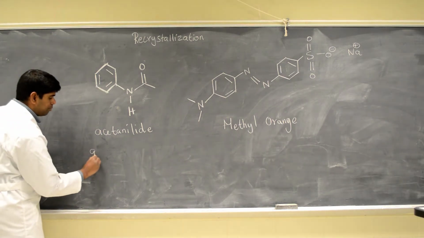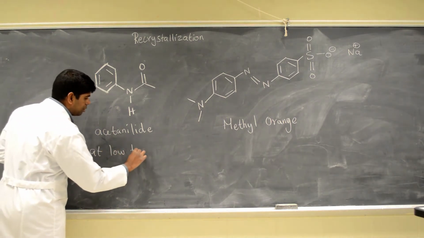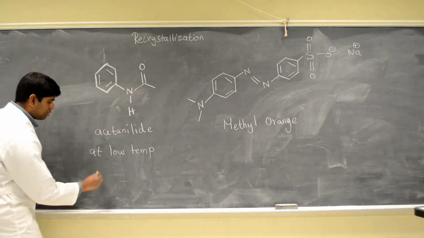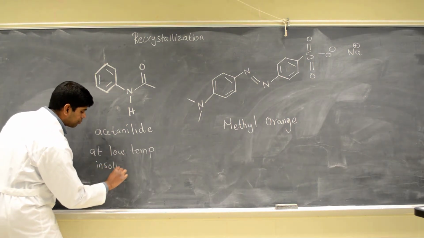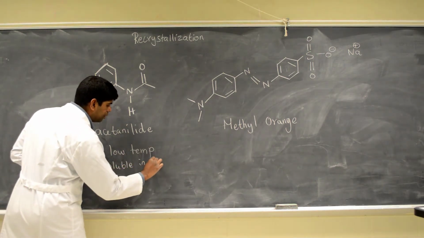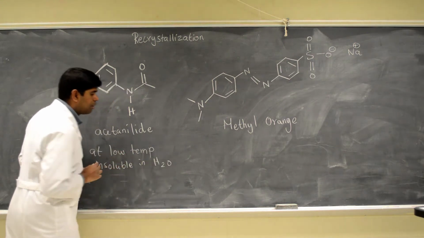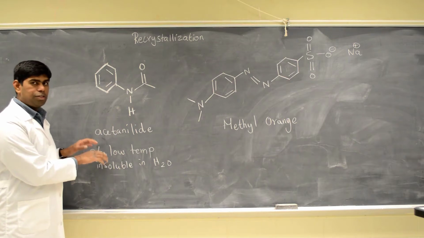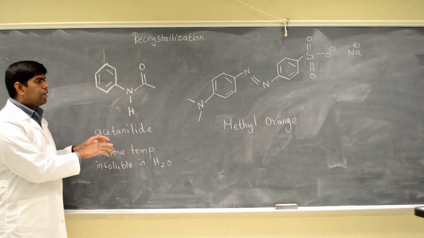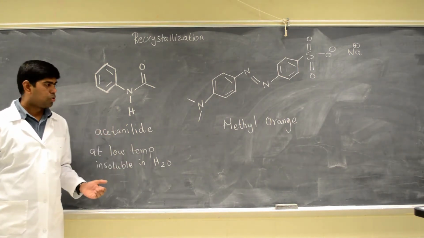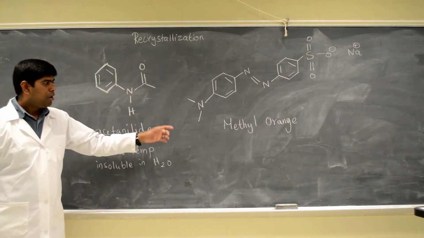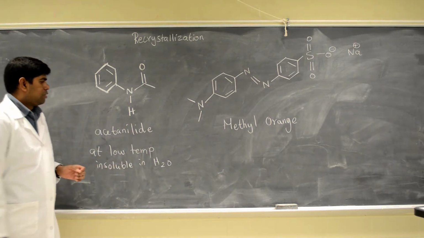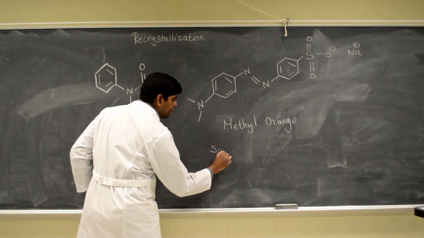At low temperature, acetanilide is not soluble in water. So let's say insoluble in water. So this is the key. We're going to use this physical property as our key factor to separate these two solids. On the other hand, methyl orange is soluble in water at all temperatures. So let's write: soluble in water at all temperatures.